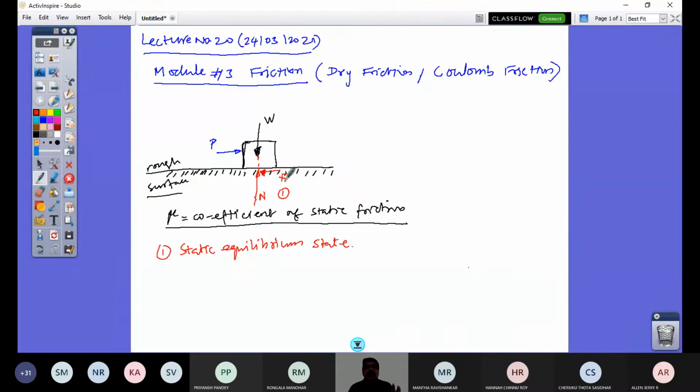So the maximum value is restricted. If I have my P value unrestricted, I can have 10 Newton, 20 Newton, 30 Newton, 40 Newton, and so on. I can keep on increasing it. But the surface in contact cannot develop unlimited resisting force at the contact surface. So that is limited for the equilibrium. That's the maximum force available for equilibrium, right?